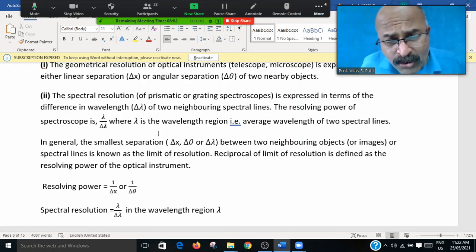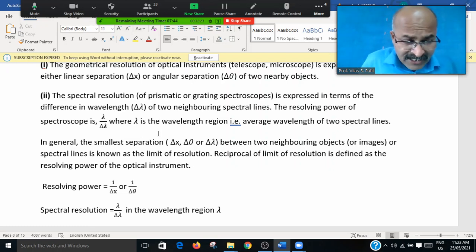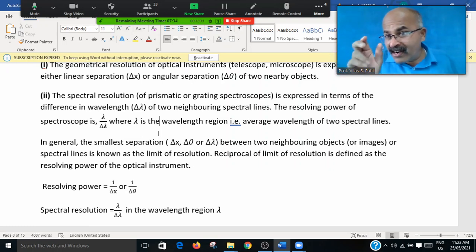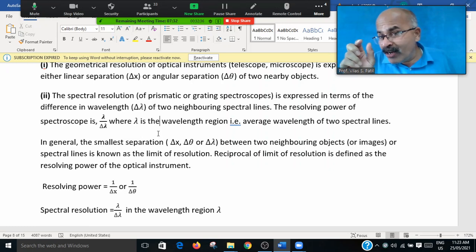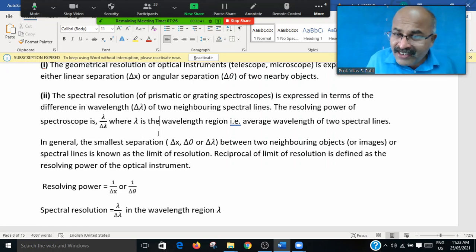It may be a traveling microscope, it may be a microscope, or it may be a spectrometer. Either way, the resolving power will be lambda, the general wavelength, divided by delta lambda, that is, the change in wavelength. Here lambda is the average wavelength of the two spectral lines in the region, and delta lambda is the difference between the two spectral lines which are very close to each other.